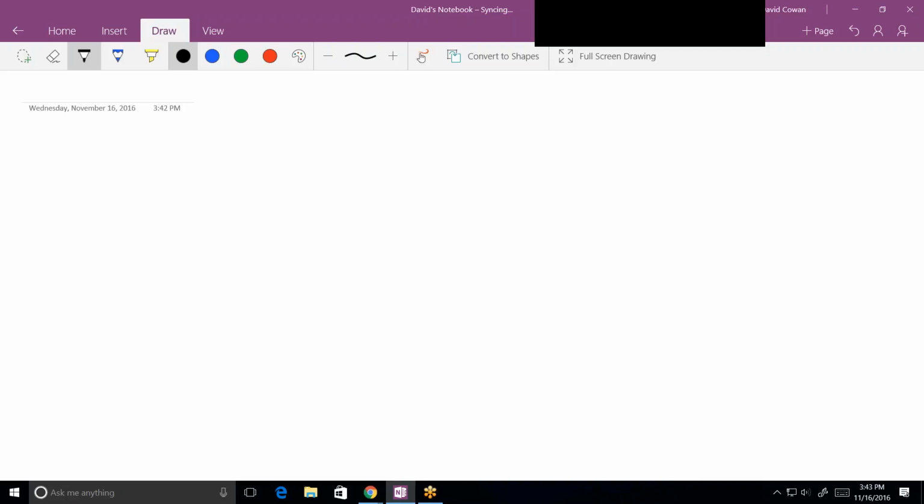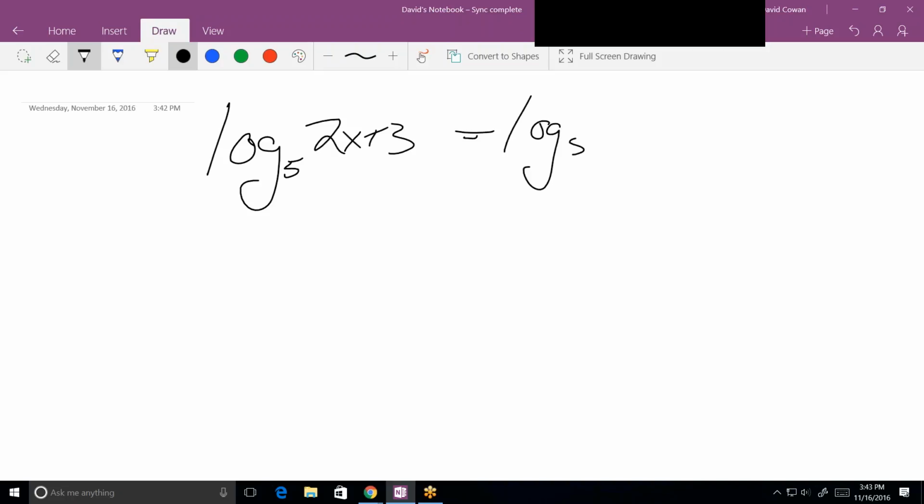Alright, so these are just solving for x. Log base 5 of 2x plus 3 equals log base 5 of 3. Okay, what am I going to do to that?